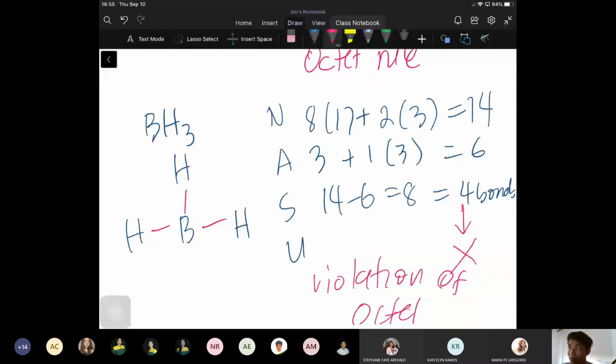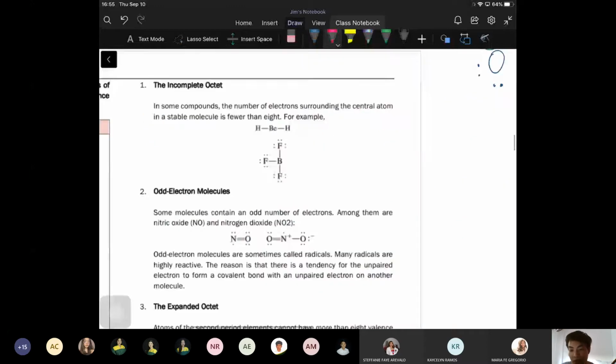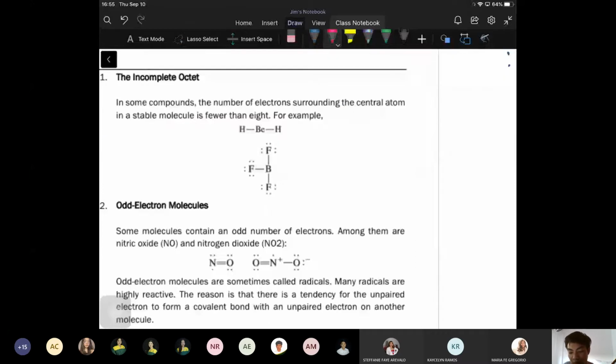Violation yan. So wag ka na mag-effort pag ganyan. So ano yung pwede kong i-tip sa inyo para hindi nyo na gawin yung NASO rule? Sayang yung effort eh. Ganito ang tip. Pag nakakita kayo ng central atom na beryllium, aluminum, boron, magnesium, wag niyo na ituloy. Wag na kayong mag-NASO rule.